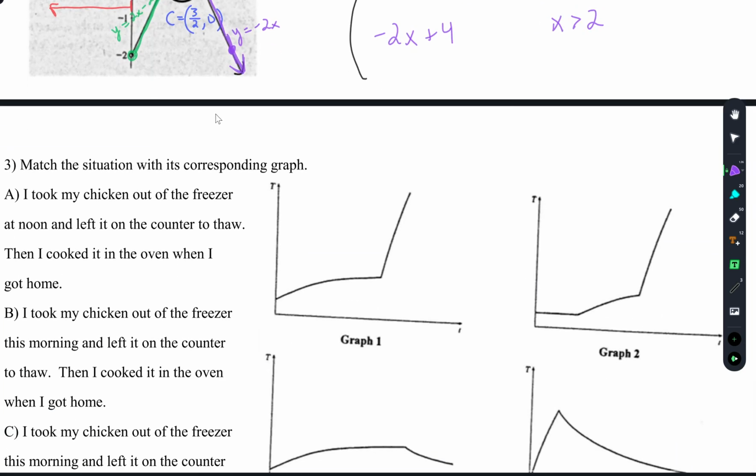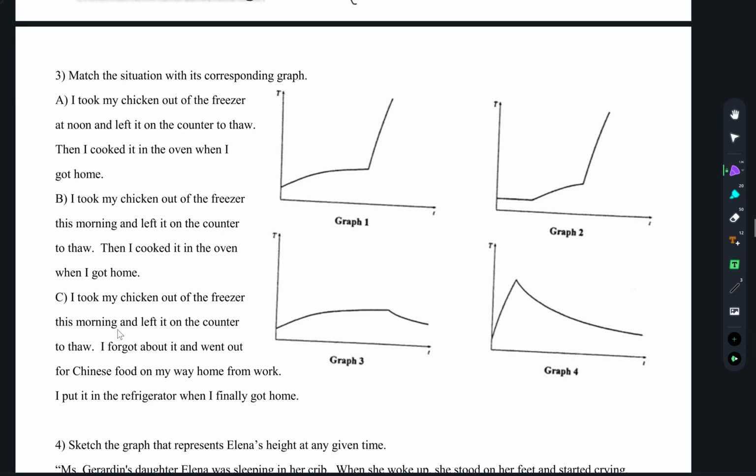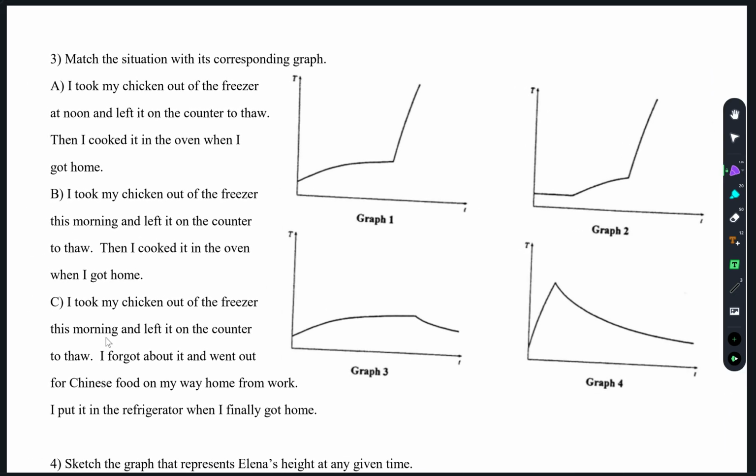All right. This guy. As a group, okay, pick which graph is A, B, or C. So if you think graph 1 is A, put an A by the graph. Okay?